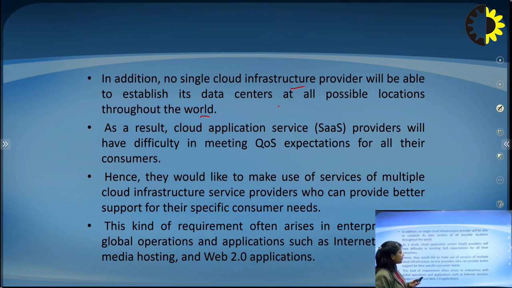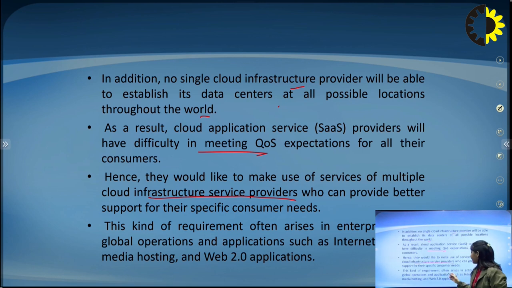As a result, cloud application service providers will have difficulty in meeting the QoS expectations. We have already learned this, and hence they would like to make use of services from multiple cloud infrastructure service providers who can provide better support for customer needs. For this reason, we are going to make a federation or group, so that multiple providers provide higher quality of services, with the dynamic scaling feature, covering all the geographical locations of the users. This kind of requirement arises in enterprises with global operations and applications such as internet services, media hosting, and web 2.0 applications. These applications are designed so that the services can be obtained from any geographical location.